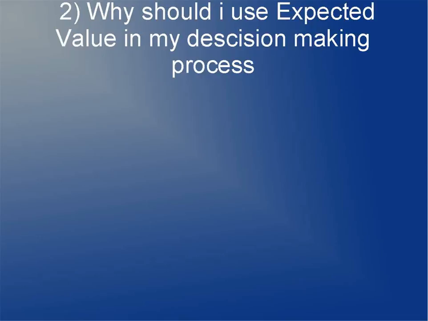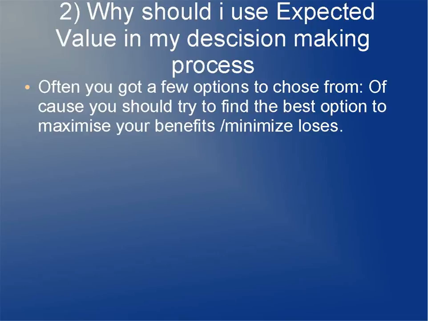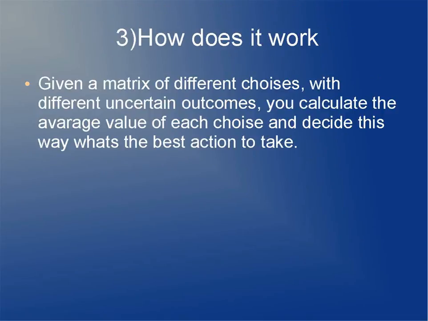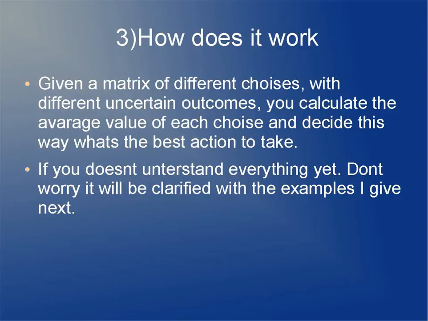So why should I use expected value in my decision-making process? Often you got a few options to choose from. Of course, you should try to find the best option to maximize your benefits or minimize your losses. The EV is a tool to help you to make better or even the best decision. So how is it working? Given a matrix of different choices with different uncertain outcomes, you calculate the average value of each choice and decide this way what's the best action to take. If you don't understand everything yet, don't worry. I will be clarifying this with the examples I give next.